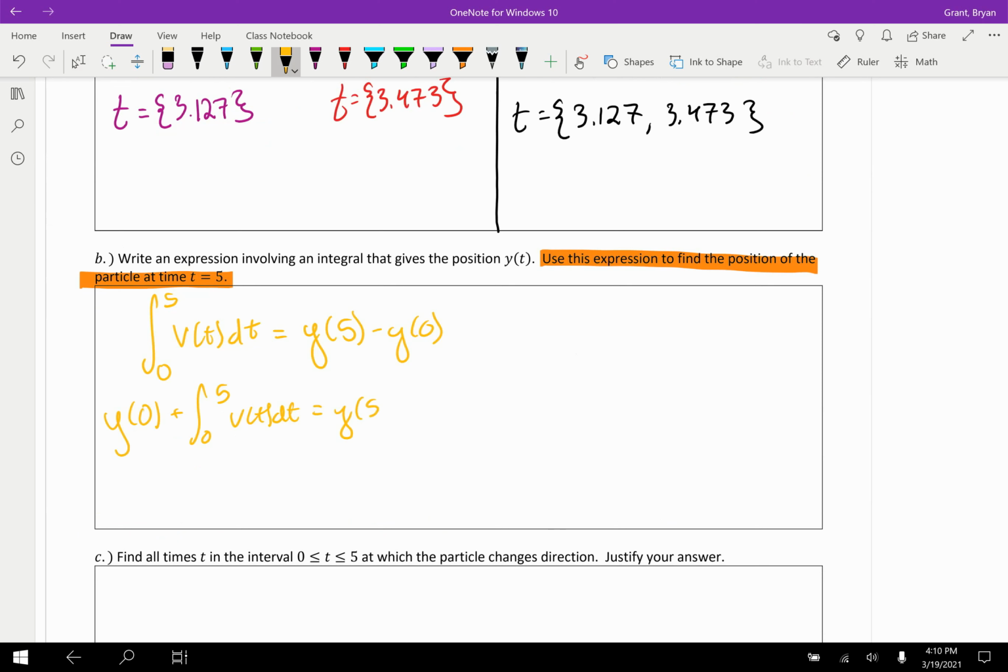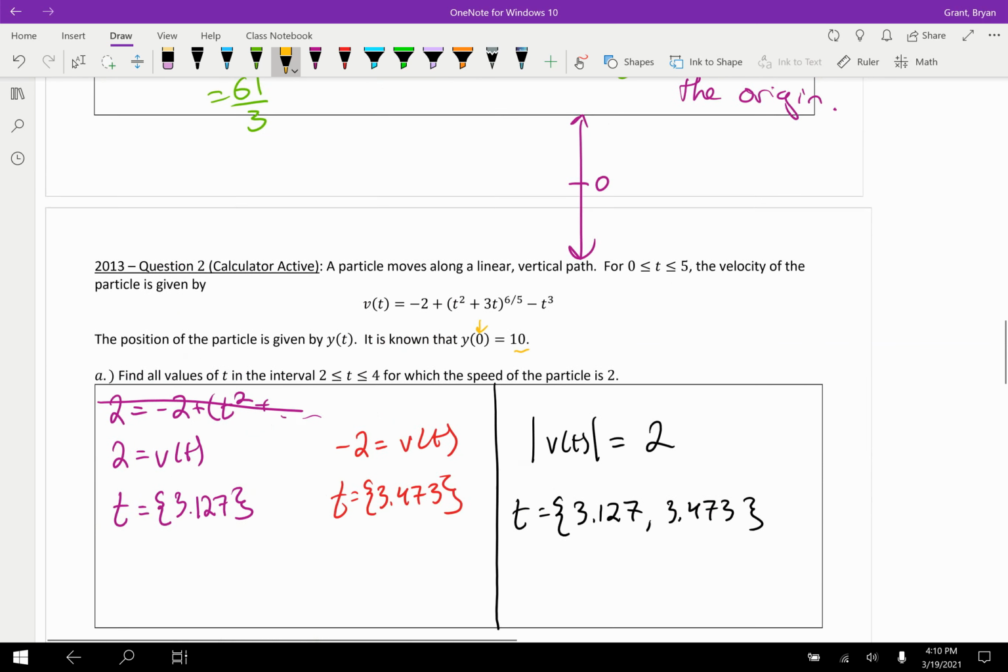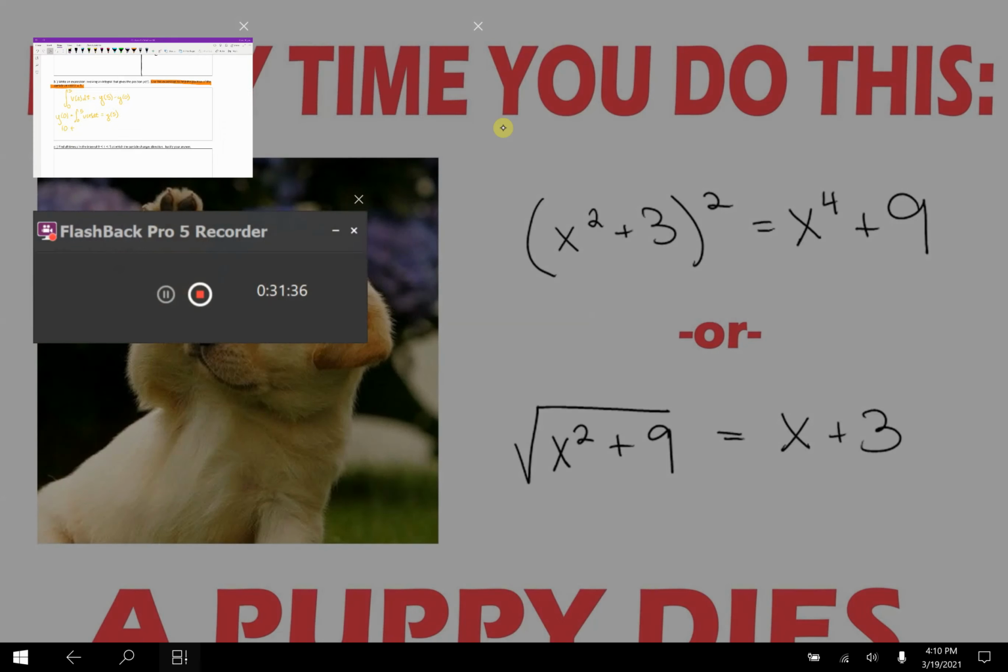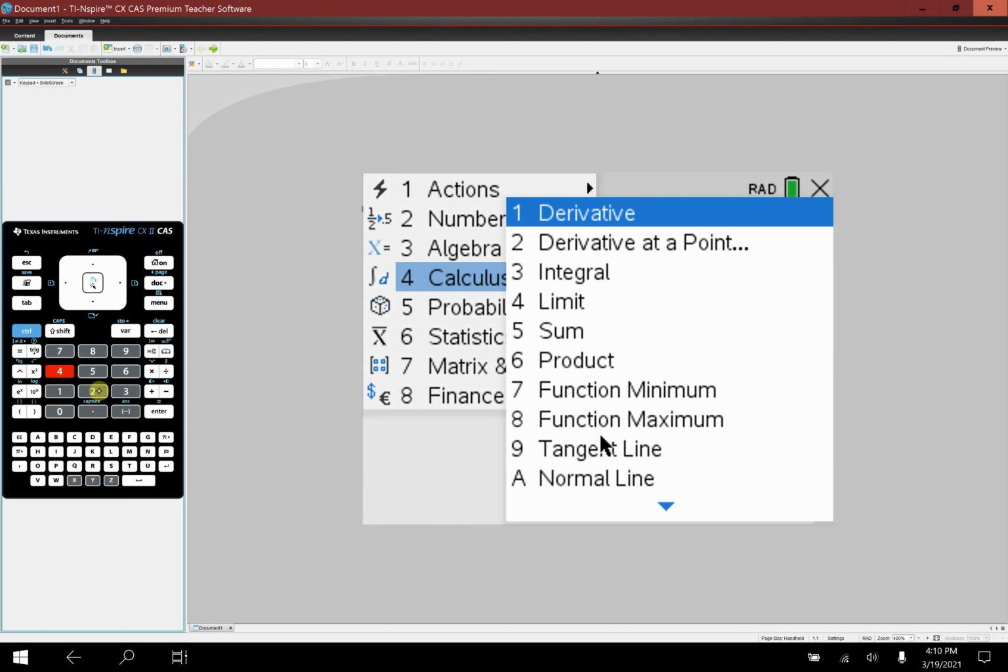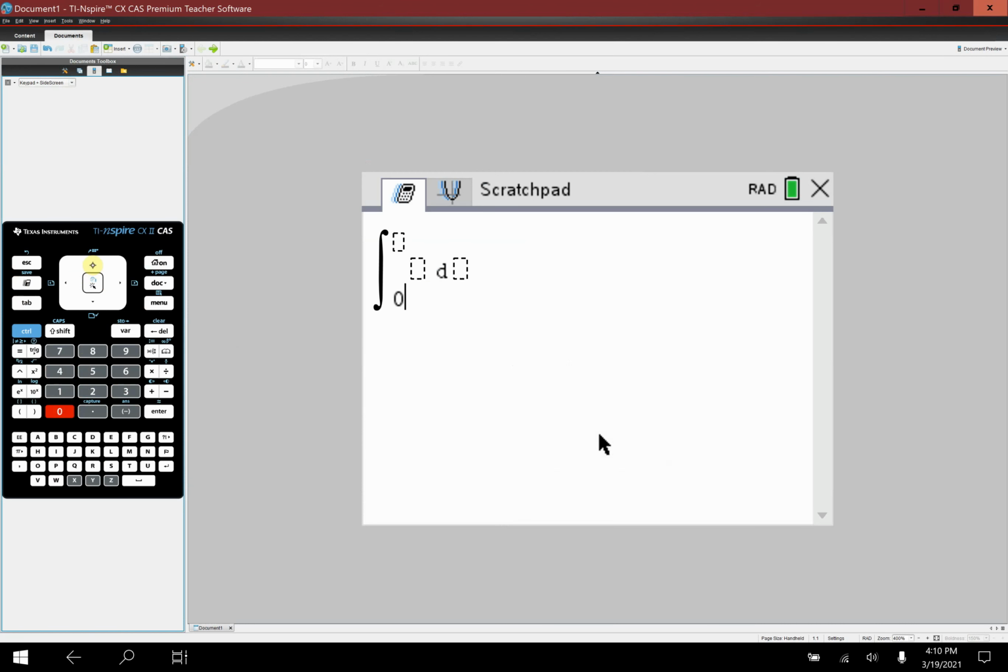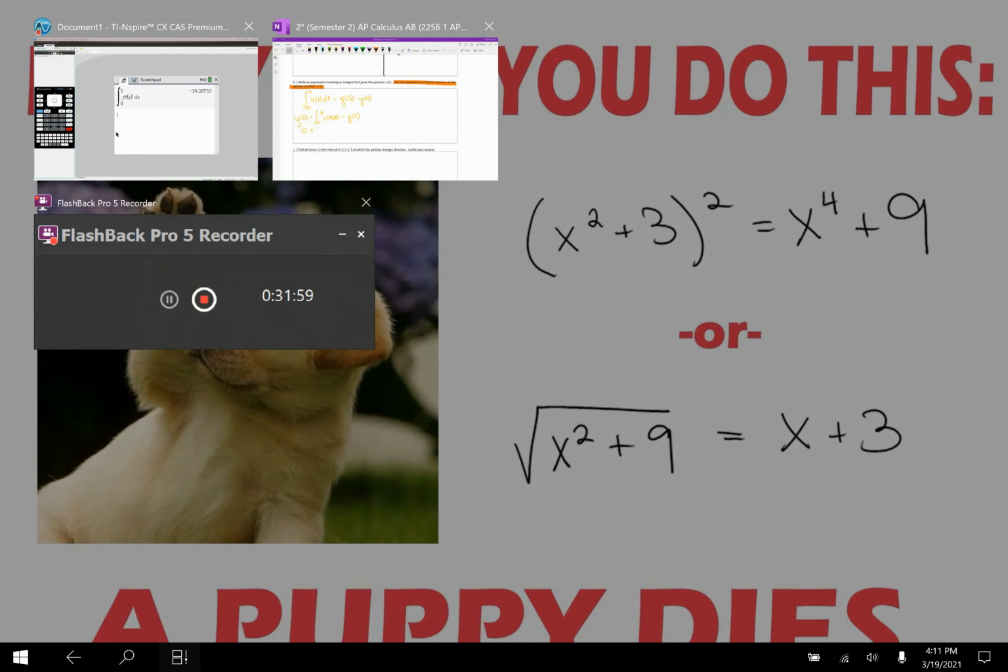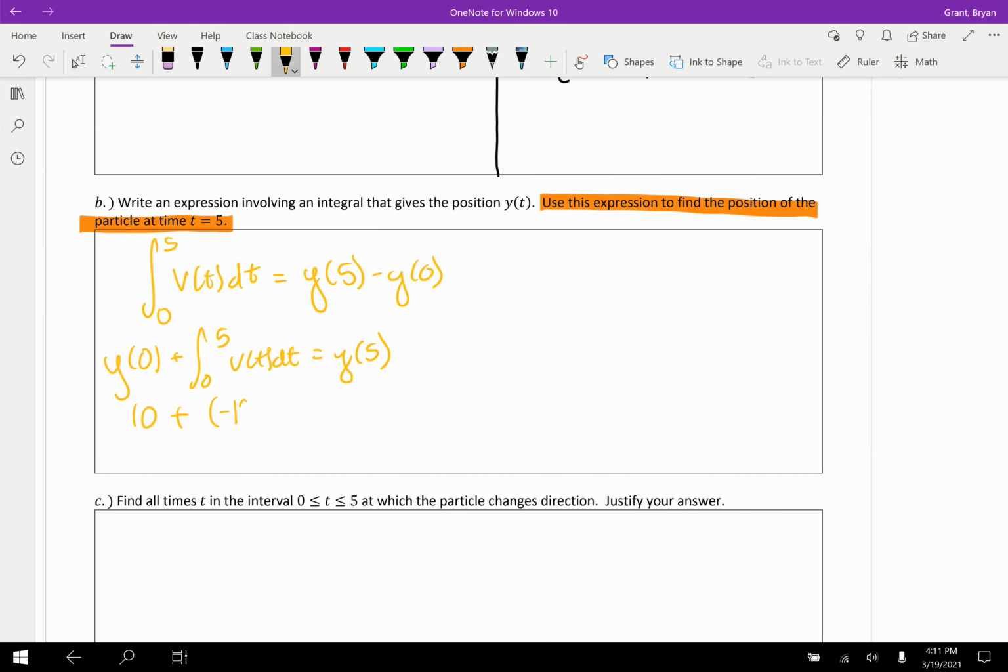There we go. We know y of 0 is 10. How do we find the integral? Oh, we just use our calculator. Don't bother writing out the equation v of t. That's already in our calculator. We just use the calculus portion of our scratch pads. Menu, calculus. We need the integral from 0 to 5 of my velocity equation, not absolute value, just my velocity equation, f1 of x dx. And there we go, negative 19.207 equals y of 5.